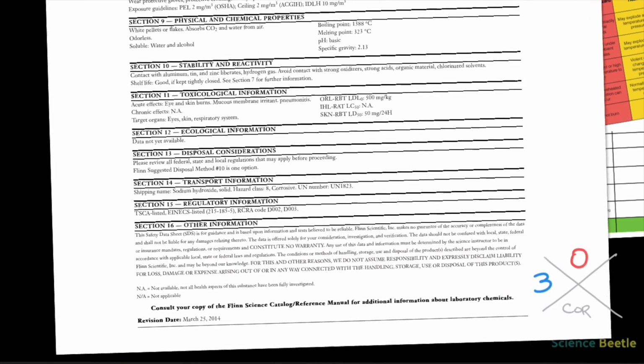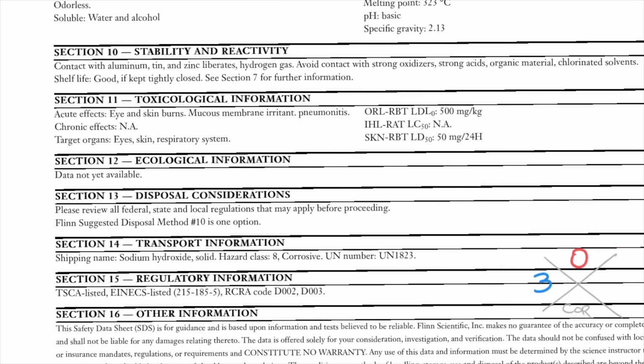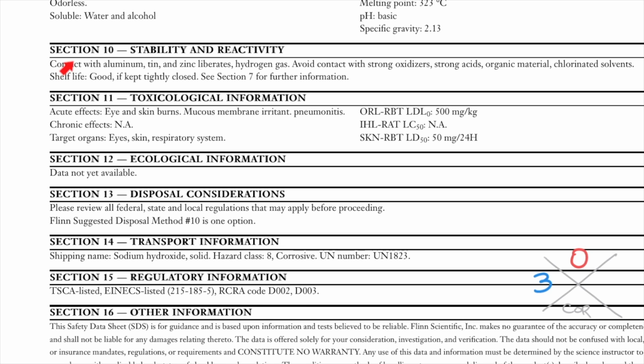And so in section 10, we zoom in here, we can see that contact with aluminum, tin, zinc liberates hydrogen gas. You want to go ahead and avoid contact with strong oxidizers, strong acids, organic material, chlorinated solvents. And in terms of the shelf life, how long can you keep it on the shelf? Well, it's going to be a good amount of shelf life that it's going to have. Now, what does that really mean?